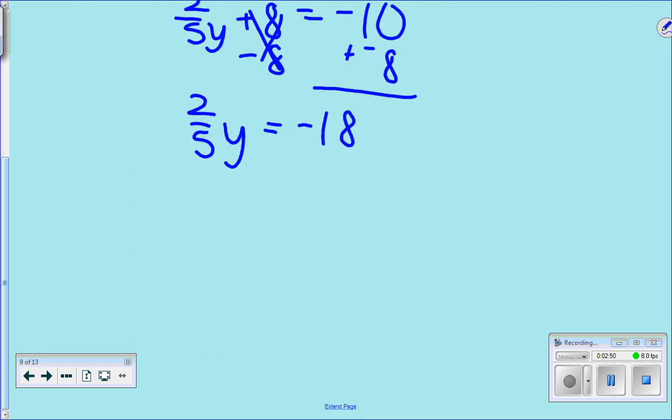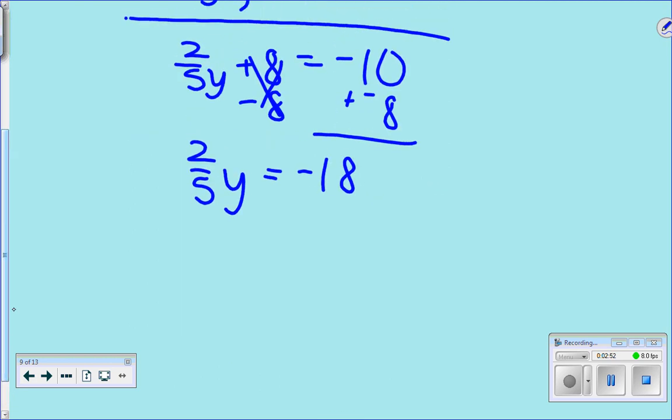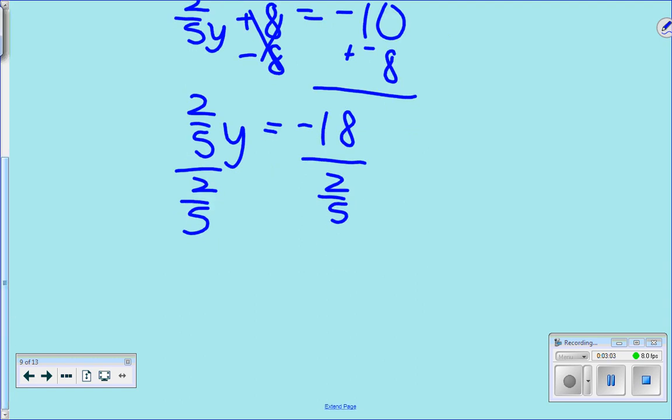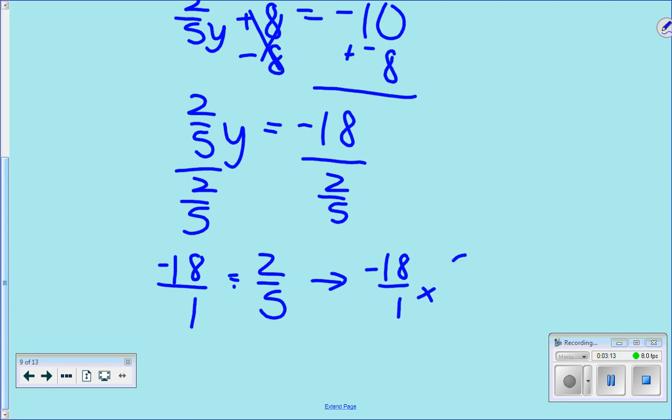Now, what do I have to do? Divide by 2/5, because now I need that y by itself. So then it looks like this: negative 18 over 1 divided by 2/5. But it really looks like this. And I can reduce. It goes in once, goes in 9 times, and I have negative 45. See? Okay.